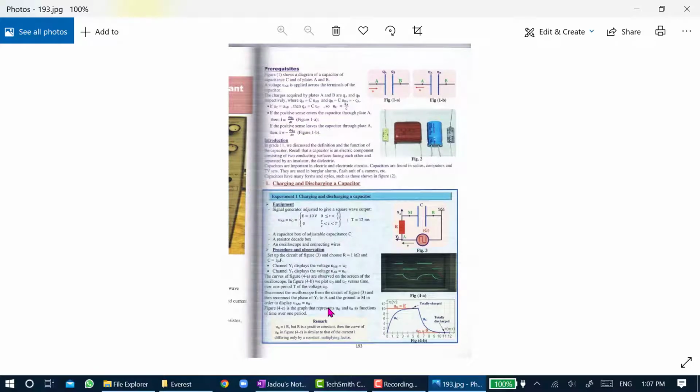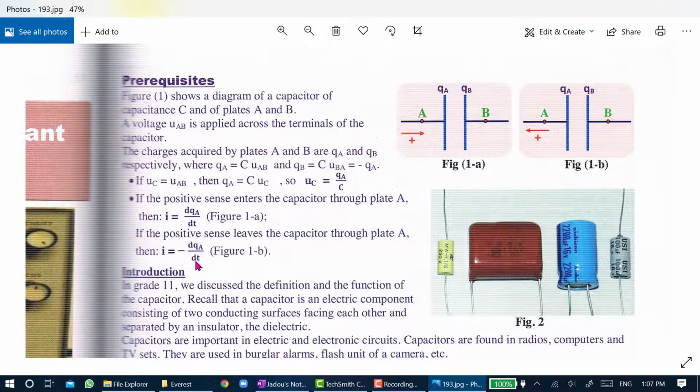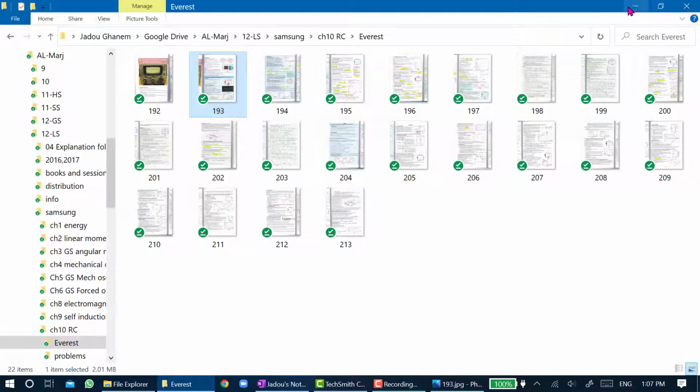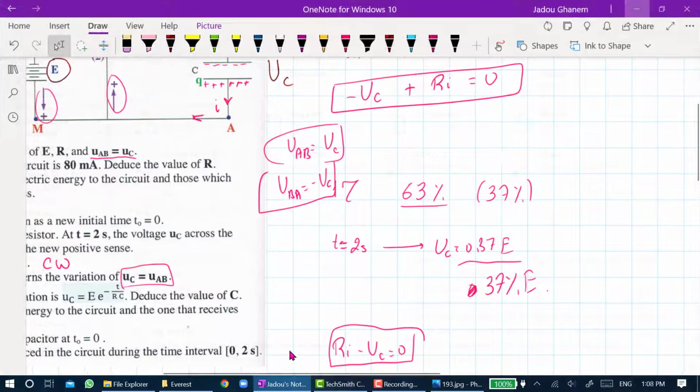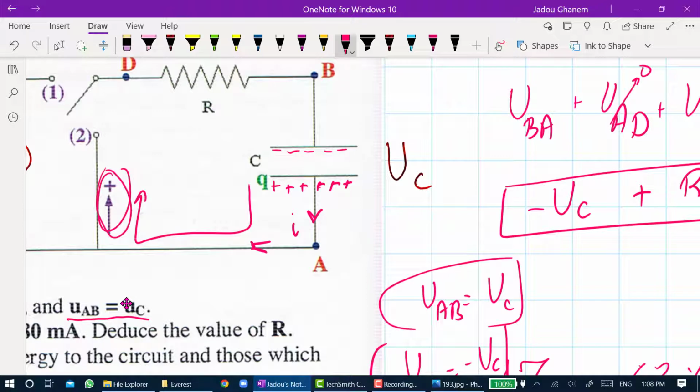Usually we write I equal dq by dt if the positive sense is entering the plate of the capacitor. As you can see here, we write I equal dqA by dt if the positive sense is entering, and if it's leaving, we write it as minus dqA by dt. So if it's leaving, we write minus, if it's entering, we write plus. In this exercise, the positive sense is leaving the positive plate, so we must write it as negative dq by dt.